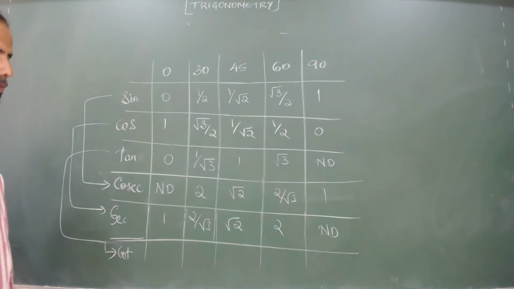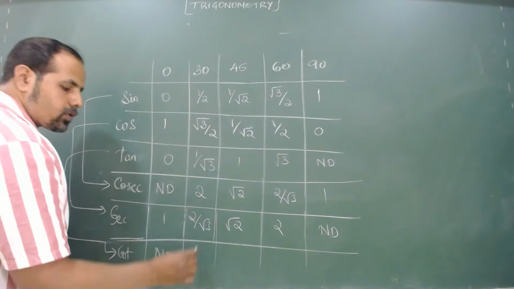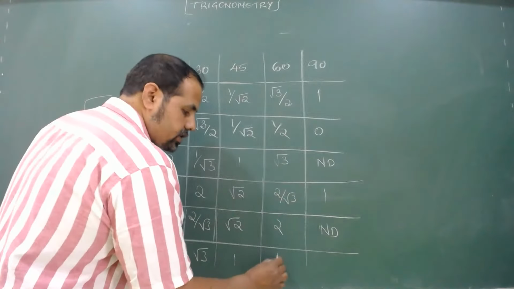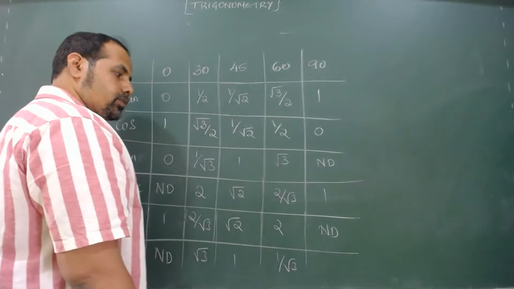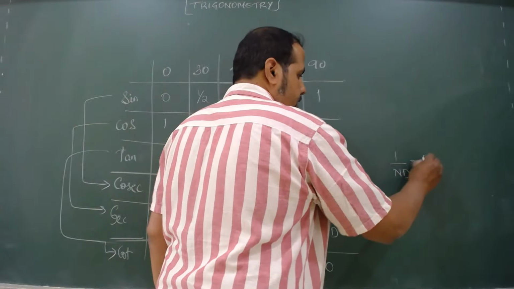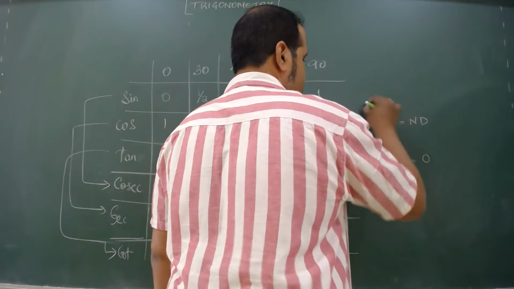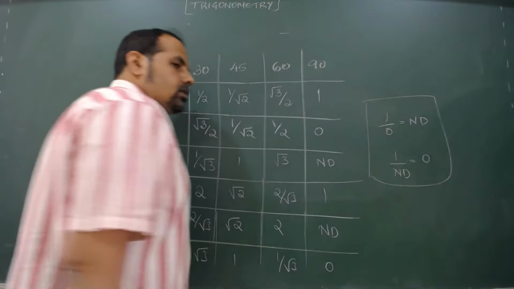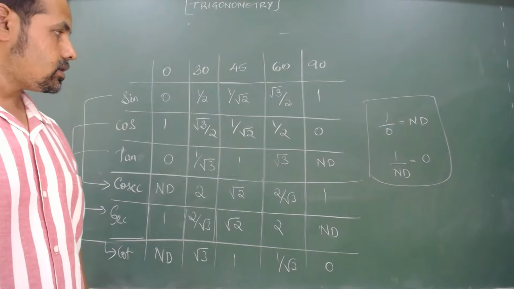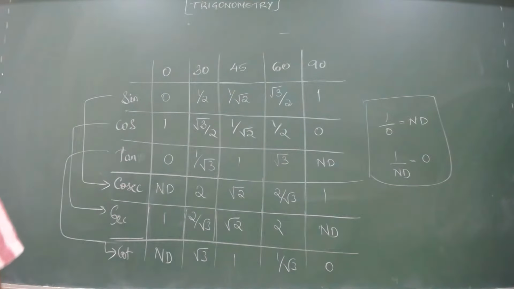Cot is nothing but the reciprocal of tan. Reciprocal of 0, again not defined. Reciprocal of 1 by root 3, root 3. Reciprocal of 1, 1. Reciprocal of root 3, 1 by root 3. And the reciprocal of not defined is 0. 1 by not defined is 0. And 1 by 0 is not defined. Just keep this easy in mind. Now this is how you write your tabular column for trigonometric ratios of some specific angles.